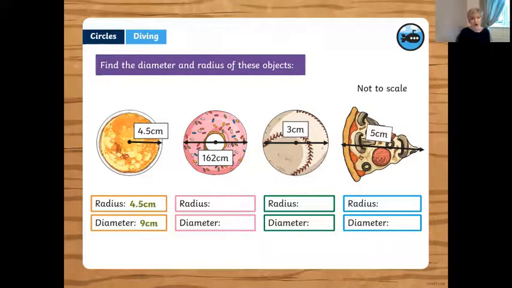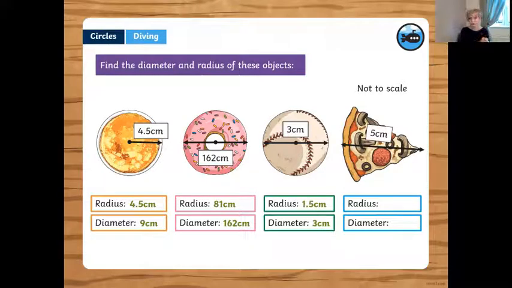Let's look at the donut. 162 centimetres is the diameter. So to find the radius, we must half that. So half of 162 centimetres is 81, and we already know the diameter. Let's look at, I think it's a cricket ball or a baseball. It's going from one side to the other, so that must be the diameter. We know that's 3 centimetres, so we half that for the radius, which gives us 1.5 centimetres, and the diameter is 3 centimetres.